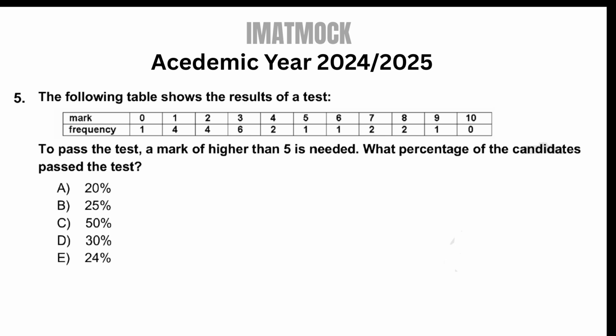Hello everyone, in this video we are solving question 5 from the IMAT 2024 paper. Let's start by reading the question. The following table shows the results of a test. So the top row gives us the marks from 0 to 10 and the bottom row tells us the frequency, which is simply the number of candidates who achieved each mark.